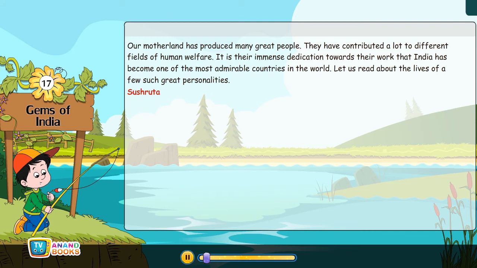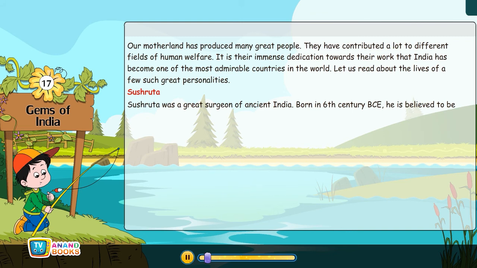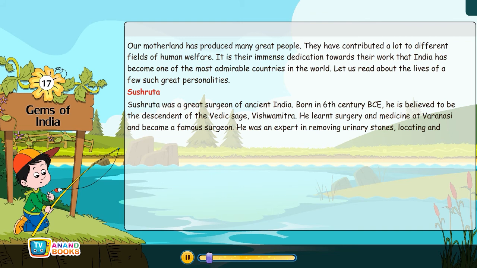Sushruta. Sushruta was a great surgeon of ancient India. Born in 6th century BCE, he is believed to be the descendant of Vedic sage Vishwamitra. He learned surgery and medicine at Varanasi and became a famous surgeon. He was an expert in removing urinary stones, locating and treating fractures, and operating eyes for removing cataract. He was an excellent teacher.